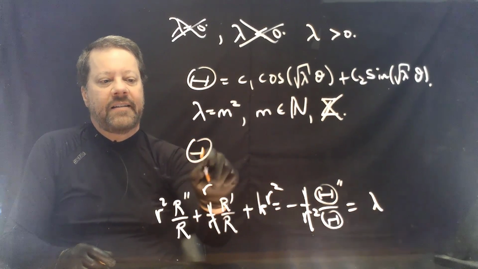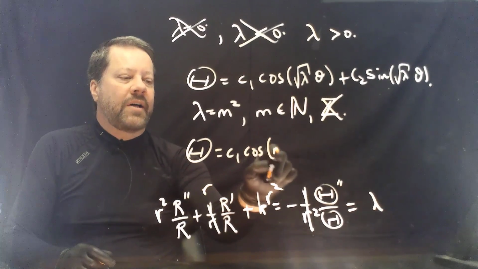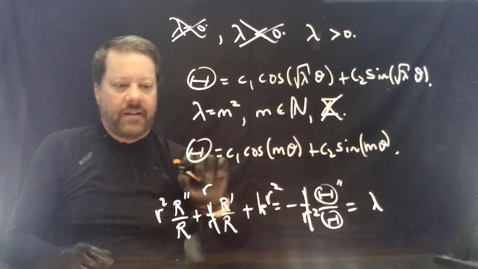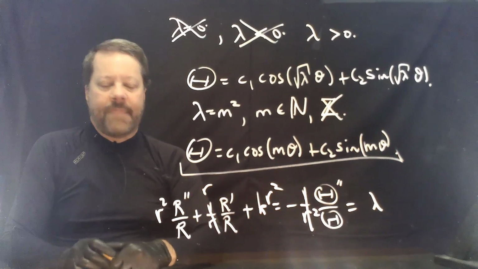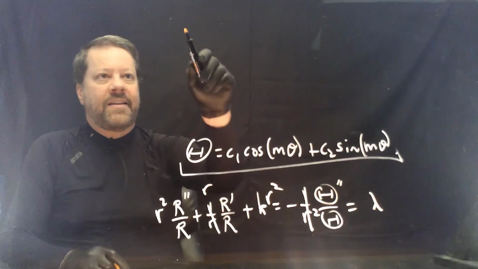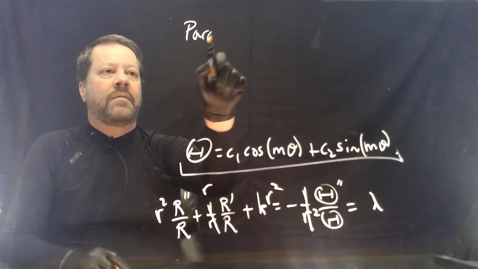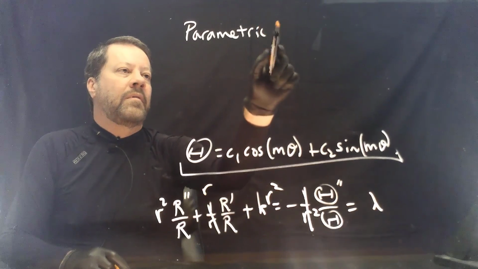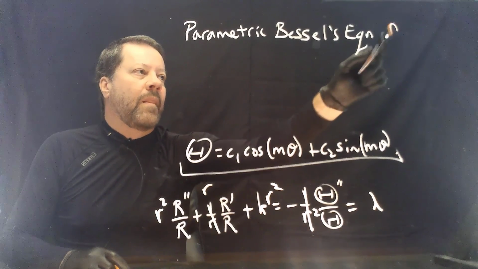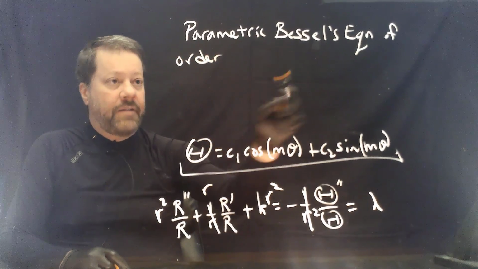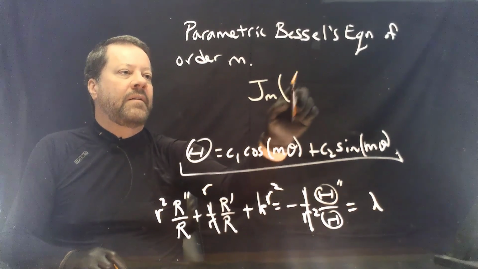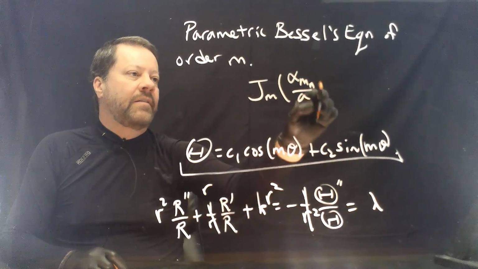We have then theta is c1 cosine of m theta plus c2 sine of m theta. The only question that remains is, what do you get for r? For r, it's pretty easy to see that you get the parametric form of Bessel's equation of order m. So the solutions there are going to be J_m of alpha_mn over a r.